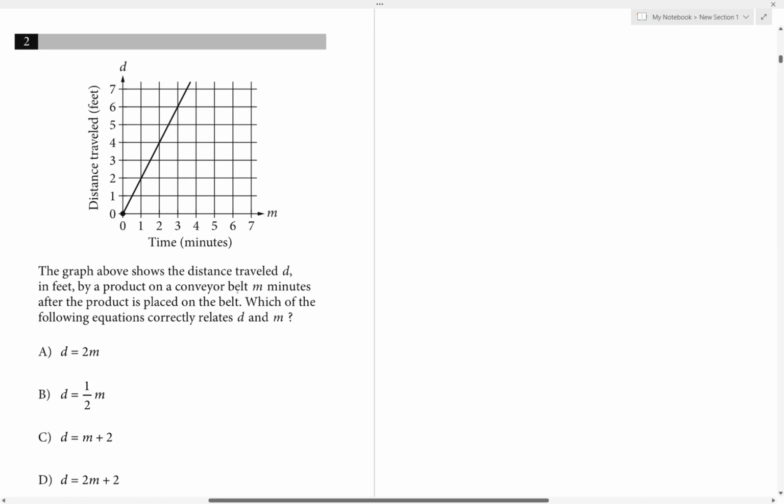Okay, so let's look at this graph. We can figure out a pattern here. You see, when time is 0, we know the distance is also 0. So we have a point at 0, 0.